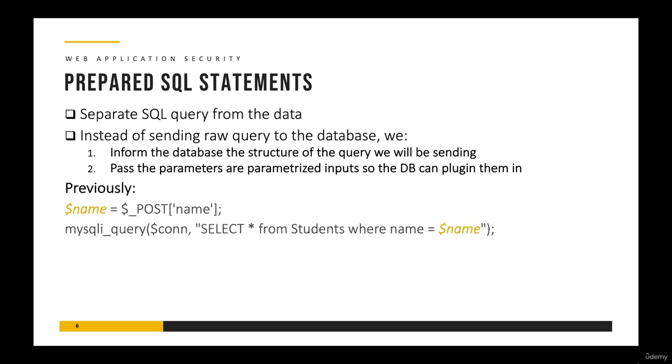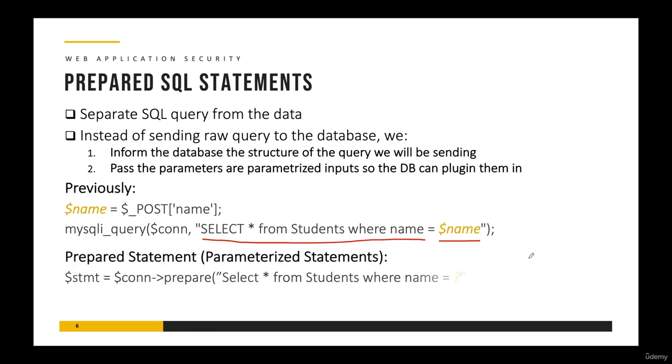Now previously, what we used to have is a query: select asterisk from students where name is equal to name. Now this part was the code and it was directly mixed with the data part. So whatever the user inputs here is passed to the name variable, which is plugged directly here. So a user can insert malicious SQL code in order to formulate the final query. So this is the mixing of code and data.